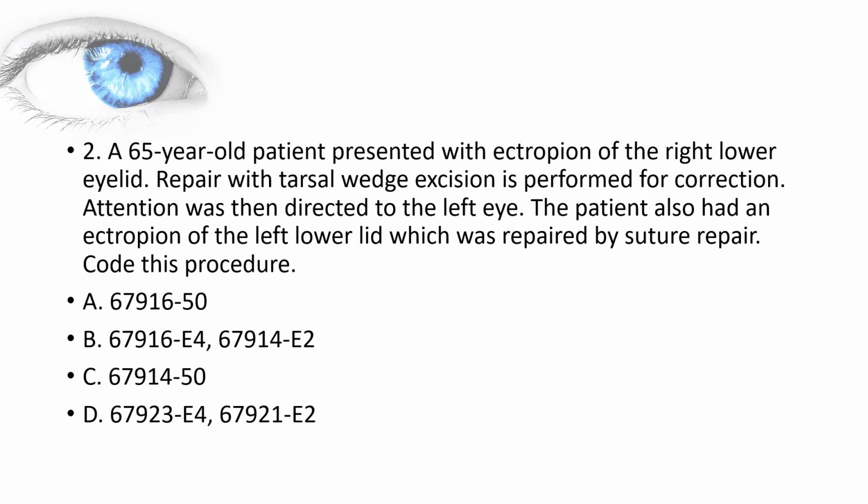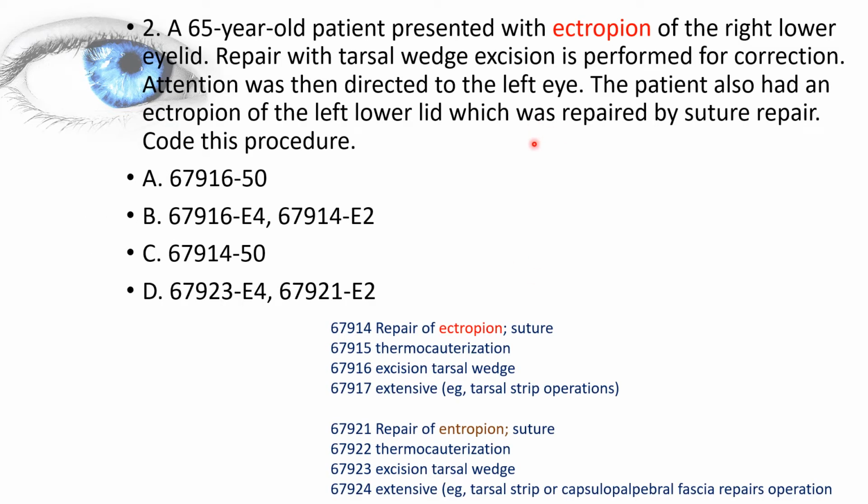Next, a 65-year-old patient presented with ectropion of right lower eyelid. Repair with tarsal wedge excision is performed for correction. Attention was then directed to left eye. Patient also had an ectropion of the left lower lid, which was repaired by suture repair. So there are four codes also. Here there is an ectropion. If we go through these codes, we can see 67914 to 67917 are ectropion and 67921 to 67924 are entropion. Here the ectropion word can be seen, so we have to cancel this part.